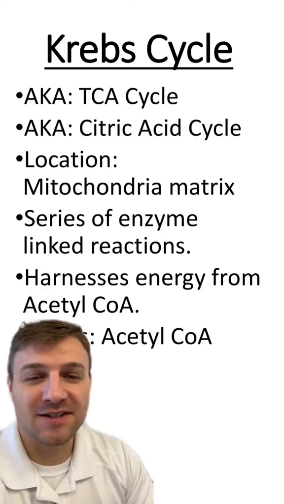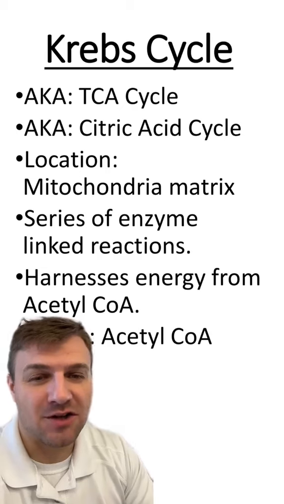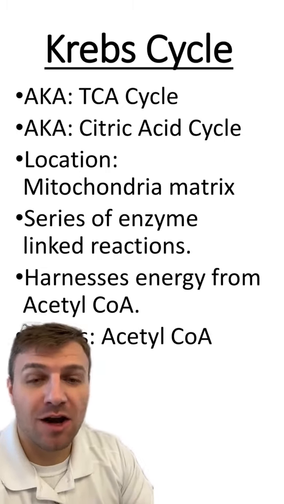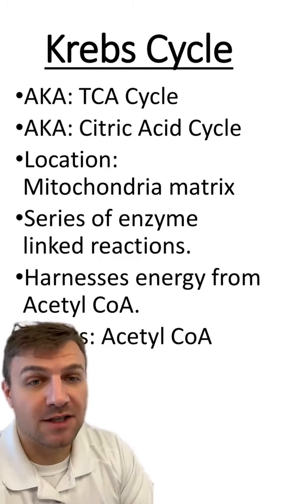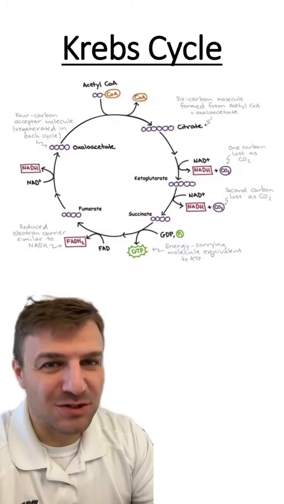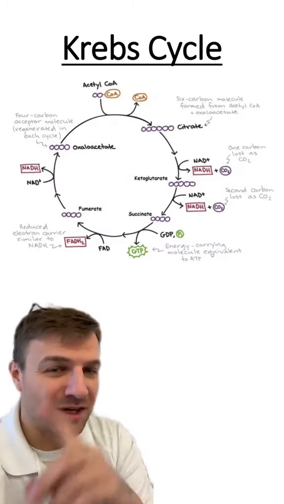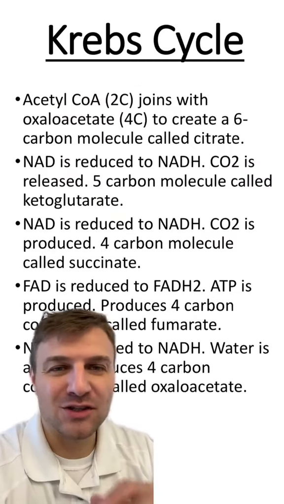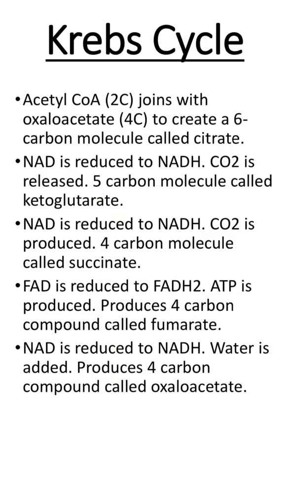And the Krebs cycle is a series of enzymatic reactions that are going to be linked together. This specific step is going to harness the energy from acetyl-CoA from the previous step, which is called the prep step. Don't get too scared. This is what it looks like. I'm going to come back to this illustration after going over what happens at each step. Again, don't get overwhelmed. Take a screenshot if you need to. Pause this video. This is what happens in the Krebs cycle.